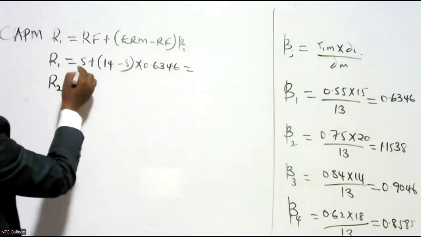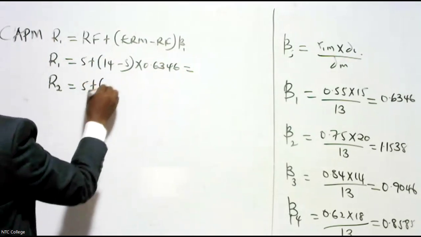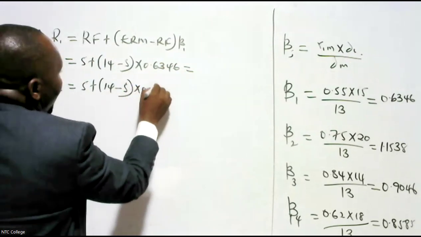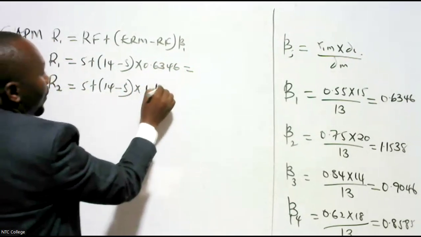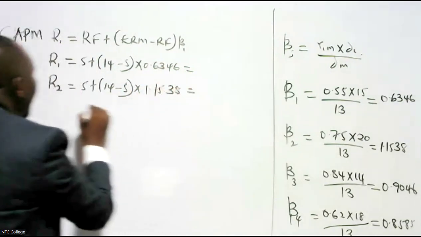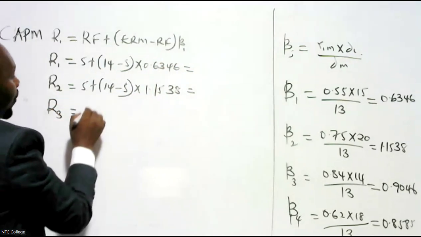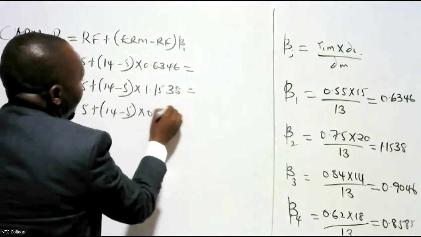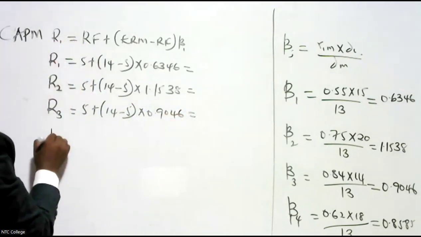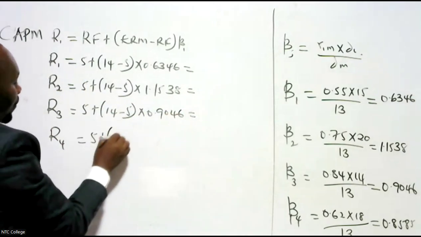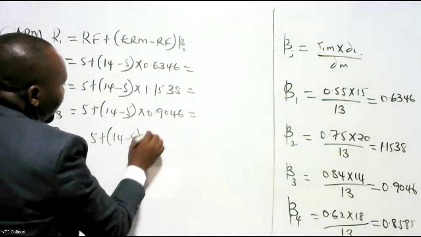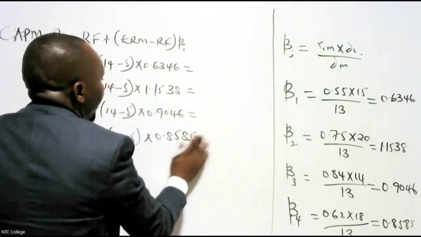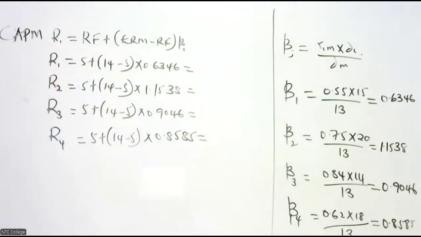Then for asset number 2, we're going to have 5 plus 14 minus 5 times 1.1538. Get me the answer. Then we come to asset 3. We have 5 plus 14 minus 5 times 0.9046. Then we have R4, 5 plus 14 minus 5 times 585. Okay, so we need to get those CAPM returns.